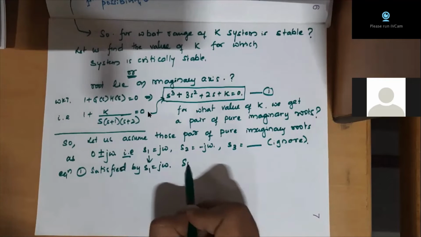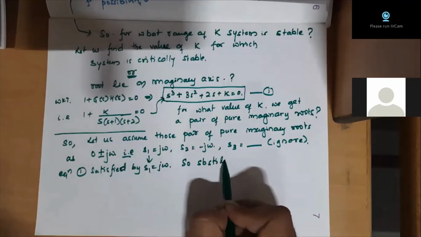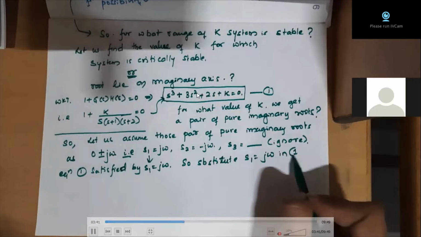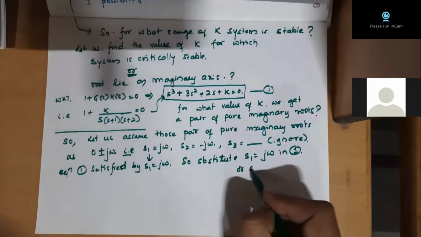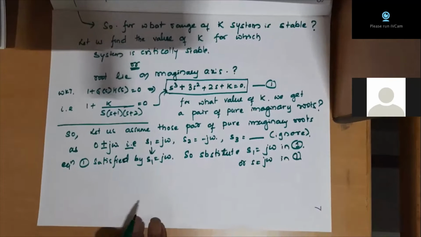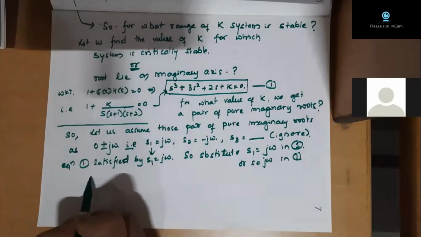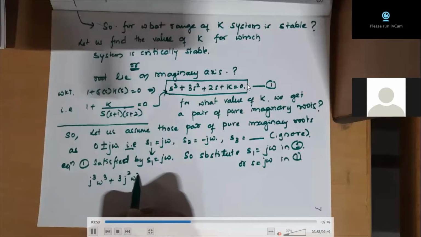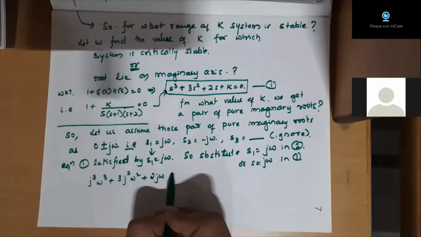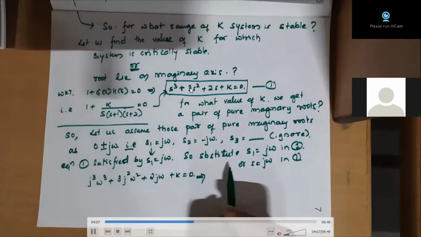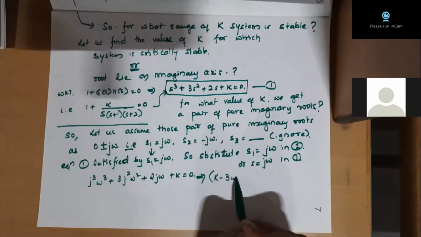So equation 1 is satisfied by one of the roots, obviously. So I will substitute one of the roots in this equation as s equal to j omega and continue my evaluation. Since the root locus satisfies this equation, this root should also satisfy this equation. So I'll substitute s equal to j omega here. It is j cube omega cube plus 3j square omega square plus 2j omega plus k equal to 0.